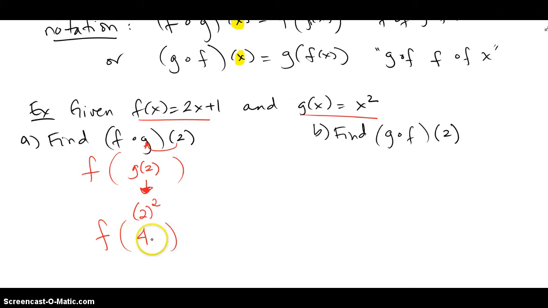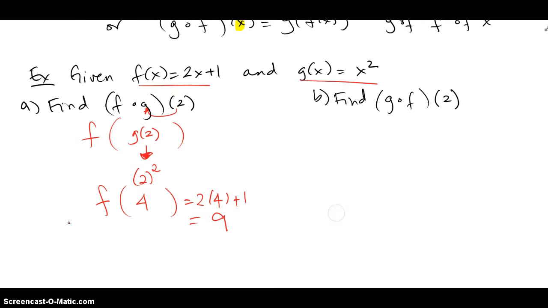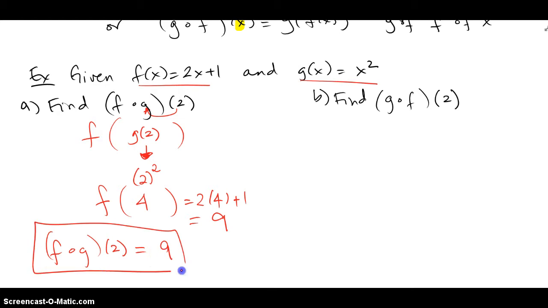Well, how do I do f of 4? I just go back into the f function and put that in. And when I do that, it looks like I get 8 plus 1, which is 9. So ultimately, f of g of 2 lands me at an output of 9. So there's a two-step process going on. G grabs it, and then whatever it spits out, f grabs that. Let's go to part B.